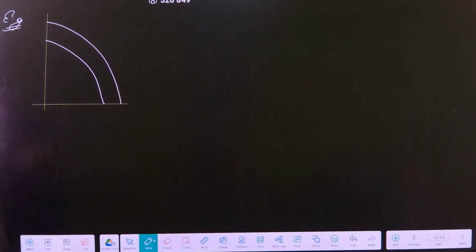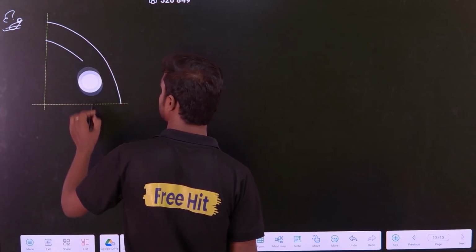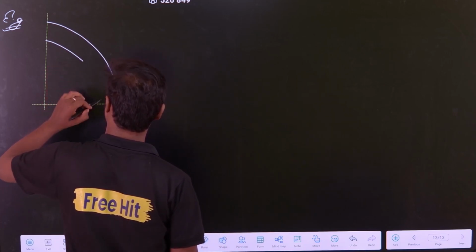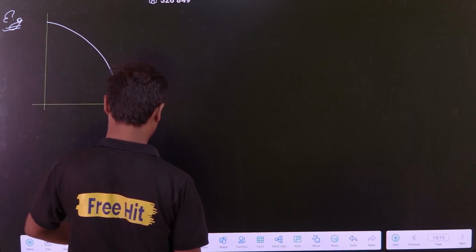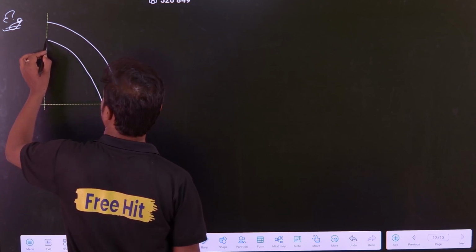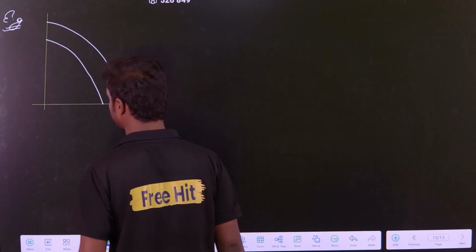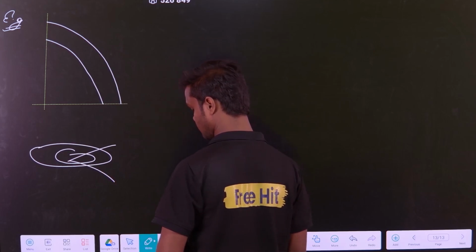Okay. Suppose it is a sector like this. Are you getting my point? Are you able to draw? First, draw this. Suppose it is a sector like this. Basically, from a cylinder, what I did, I cut one small sector. That is what I did.